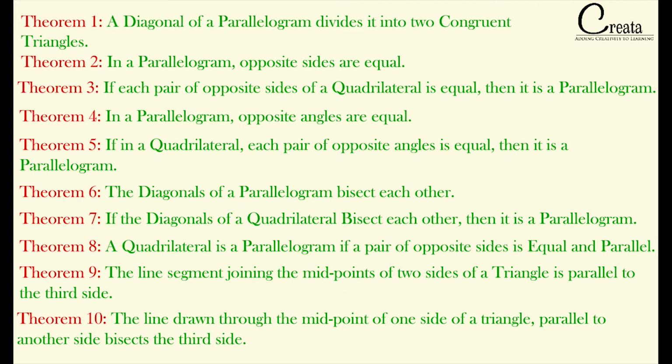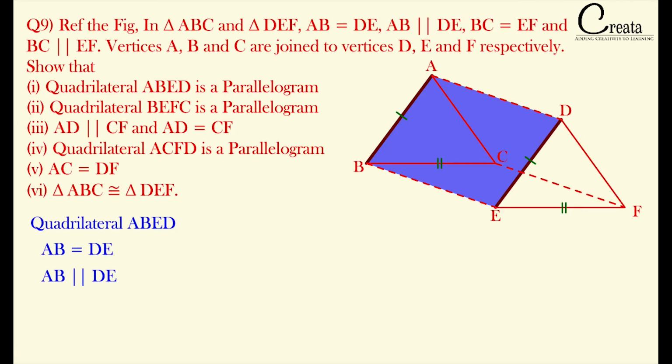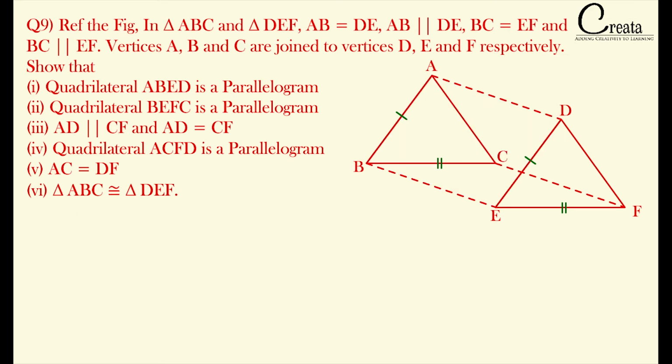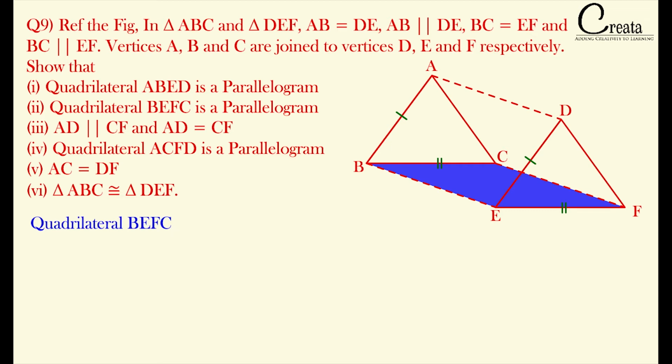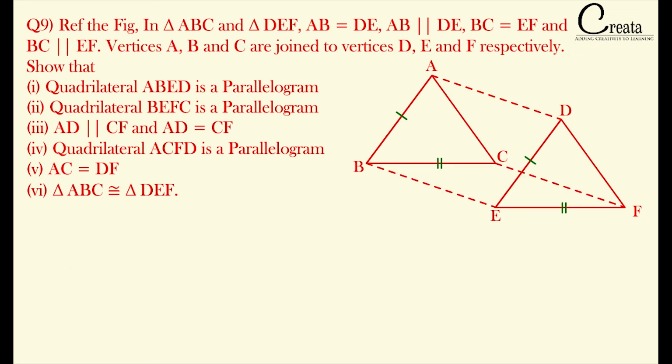We have done the theorem that when one pair of opposite sides are equal and parallel to each other, then the quadrilateral is a parallelogram. So we can say ABED is a parallelogram. Similarly, for the quadrilateral BEFC, it is given that BC and EF are equal and parallel. So the same philosophy will be applicable here also. That is, the quadrilateral BEFC is a parallelogram. So we have got the first and second part of the question.